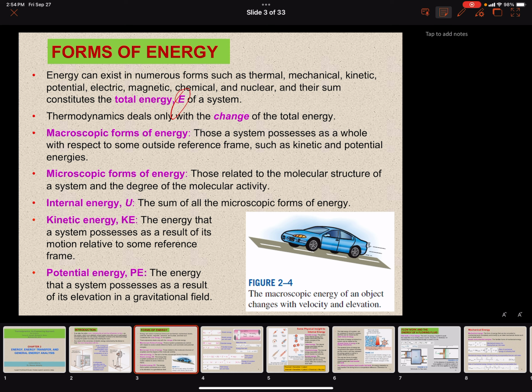Macroscopic energy deals with energy of the whole system, like a car moving in this case, or lifting something. Microscopic energy deals with tiny particles inside the system, like how fast the molecules inside the car engine are moving, or inside a piston or system.